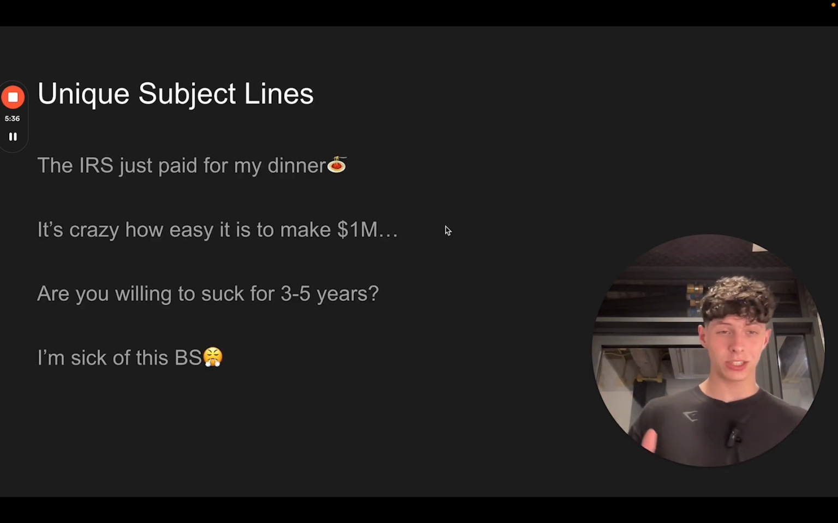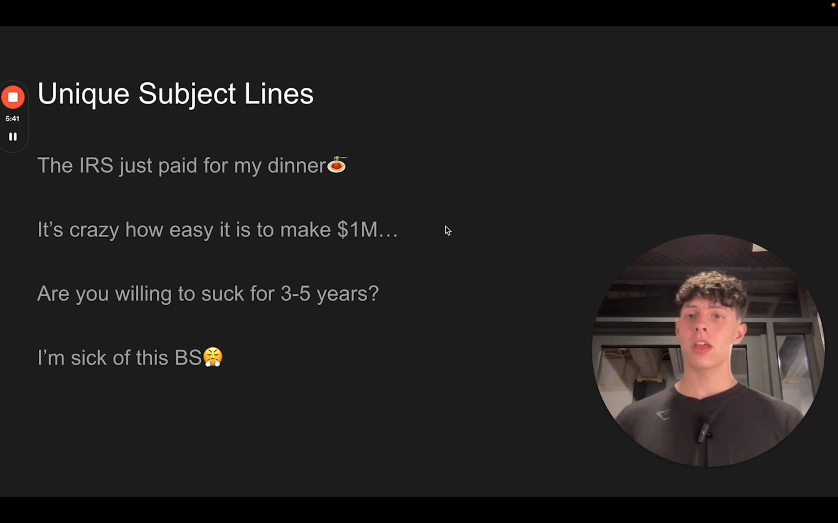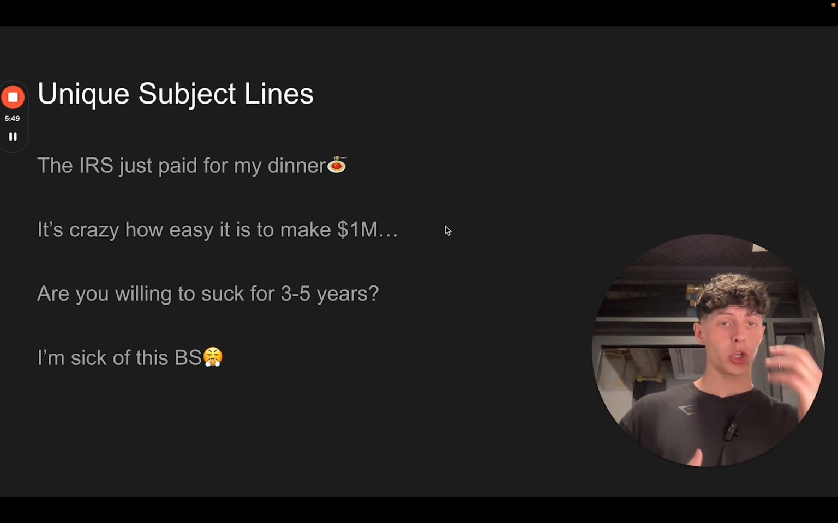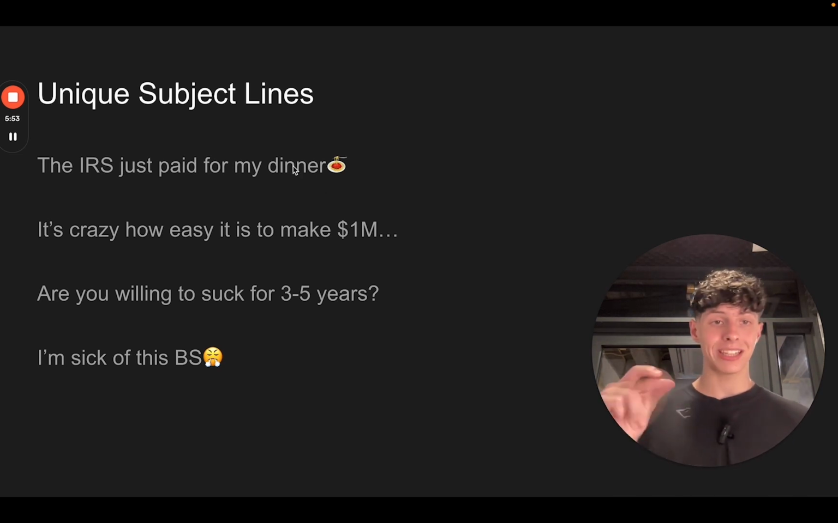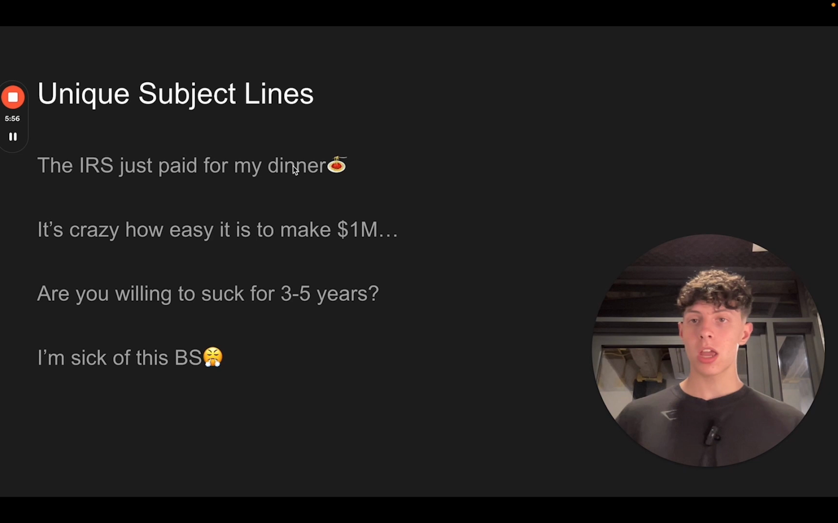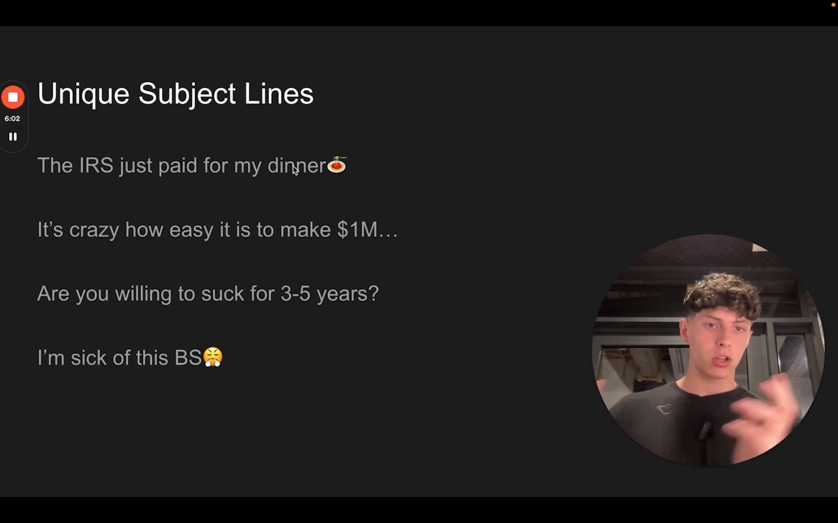It's crazy how easy it is to make $1 million. Are you willing to suck for 3 to 5 years? I'm sick of this bullshit with the emoji. Okay? What we can see here is that they're just controversial, unique, something you don't hear very often. The IRS just paid for my dinner stands out with the emoji of pasta. It's crazy how easy it is to make $1 million. This one goes because it's controversial. It's unique. Everybody talks about making $1 million is difficult.